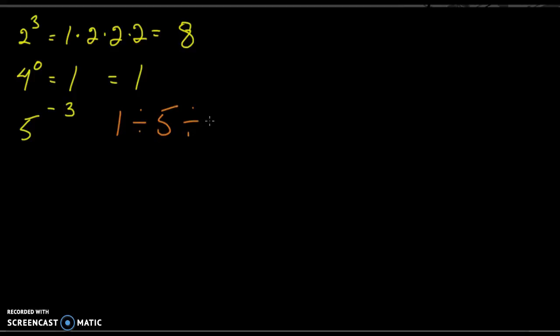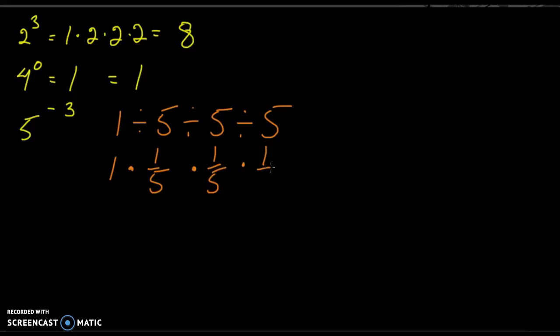So I'm going to take 1 and I'm going to divide it by 5 3 times here. This is my exponent 3, and the opposite of multiply is divide. So I'm going to divide by 5. Well, it's the same thing as taking 1 and multiplying by a fifth, right? If we divide by 5, it's the same thing as multiplying by its fractional equivalent, 1/5.